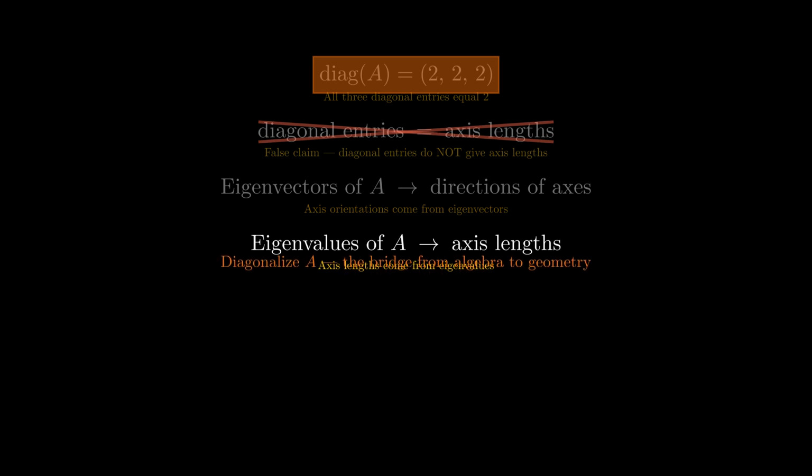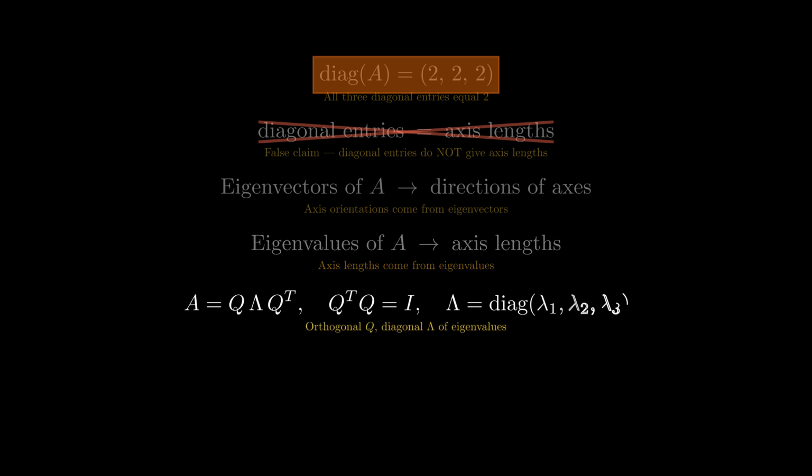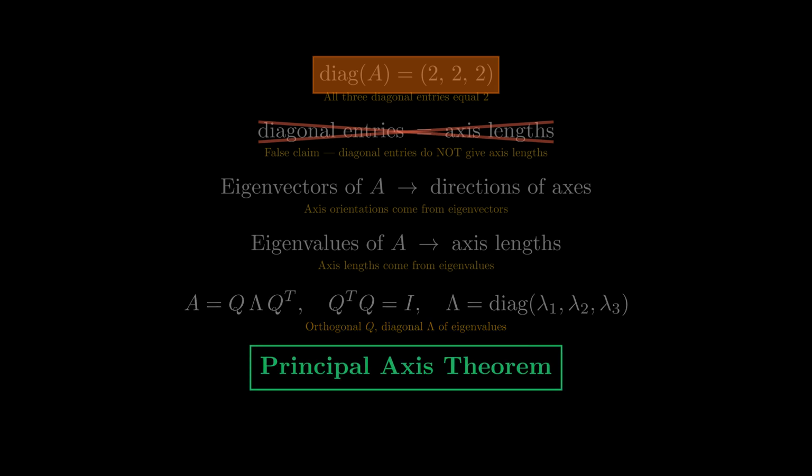To extract the shape, we have to diagonalize the matrix. That step is the bridge from algebra to geometry, and it has a name. For symmetric matrices, this bridge is guaranteed to exist and to behave perfectly. There is always an orthogonal matrix Q and a diagonal matrix lambda such that A equals Q lambda Q transpose. This is the Principal Axis Theorem.